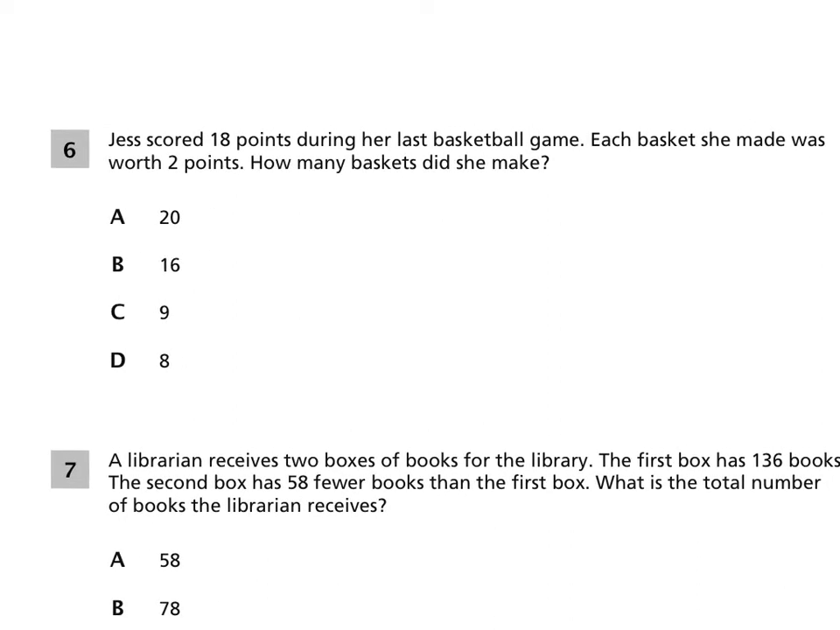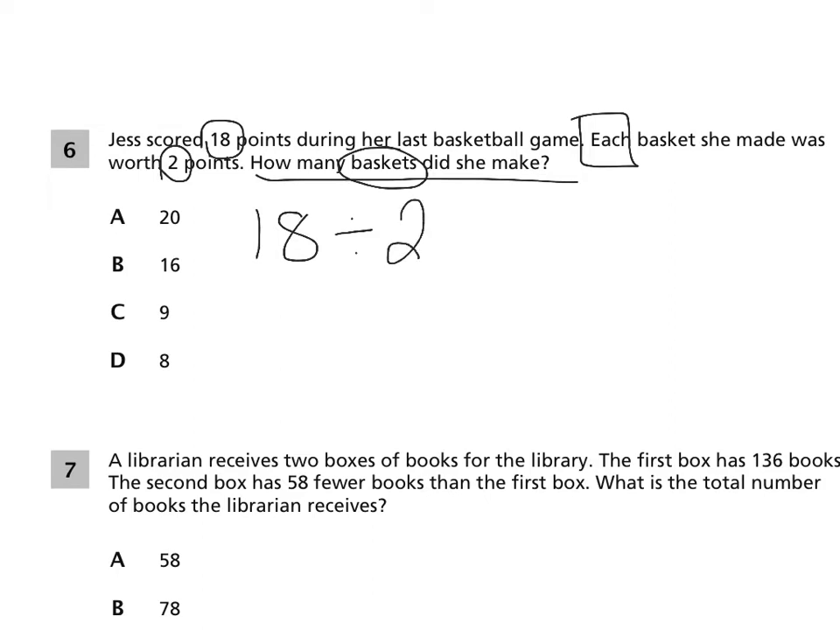So then we have Jess. Jess scores 18 points during her basketball game. Each basket she made was worth 2 points. How many baskets did she make? So we're looking for groups here. 18 points was the total. She's taking those 18 points and they're broken up into 2 points apiece. So that's division.